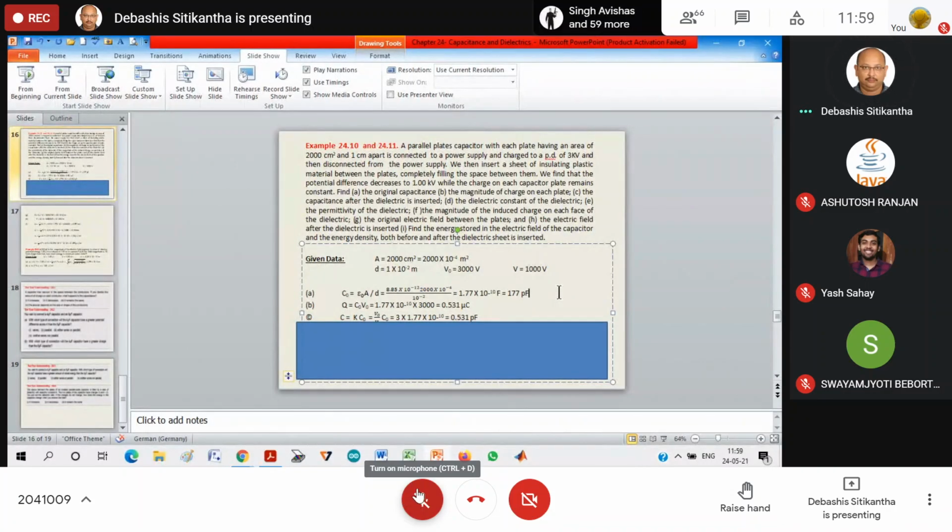Next, after the insertion of the dielectric, you must be getting C equal to this much.